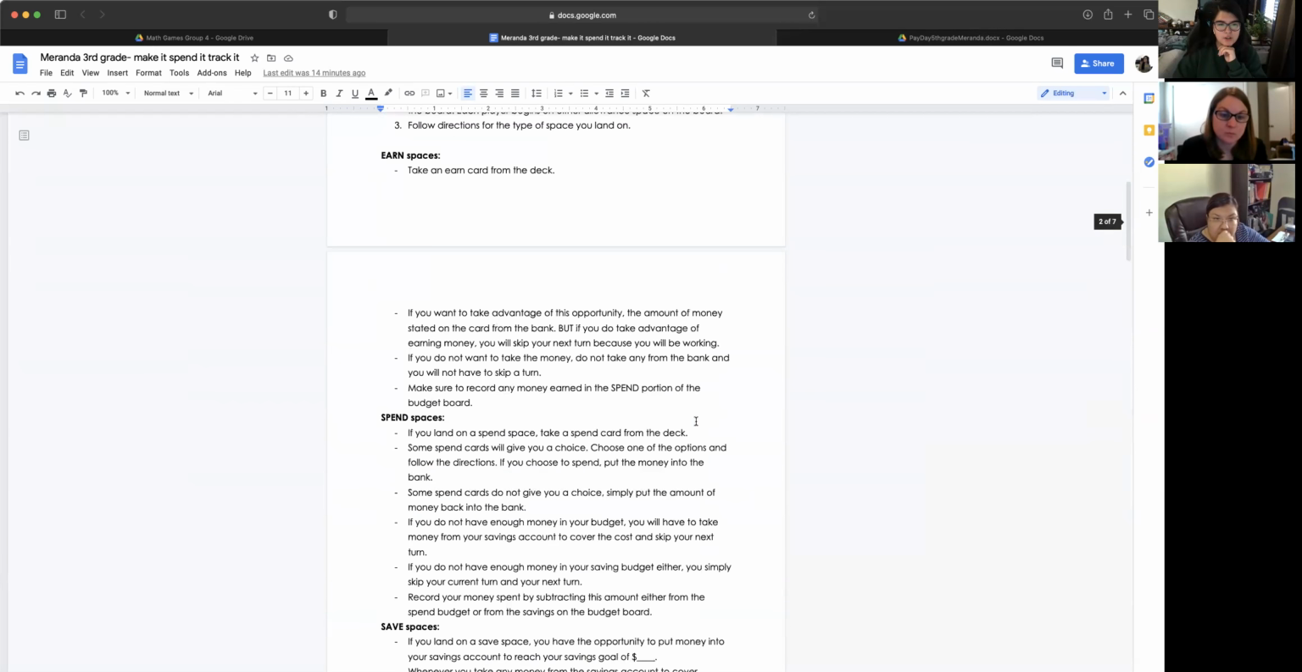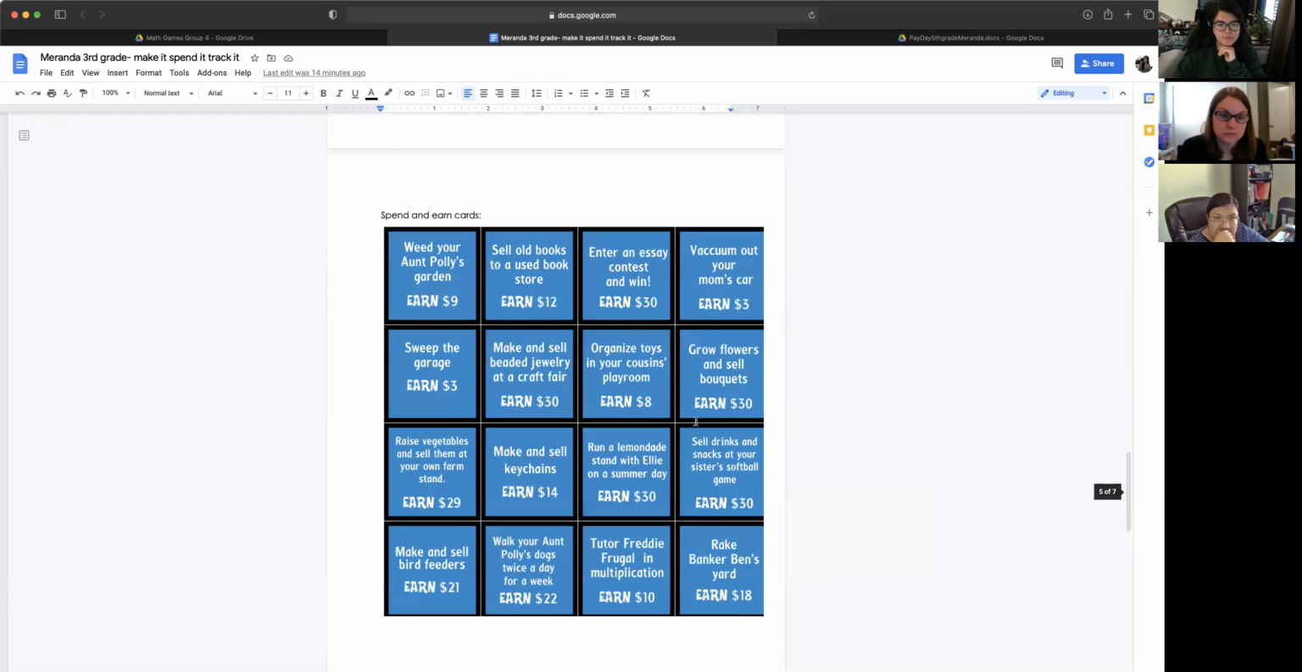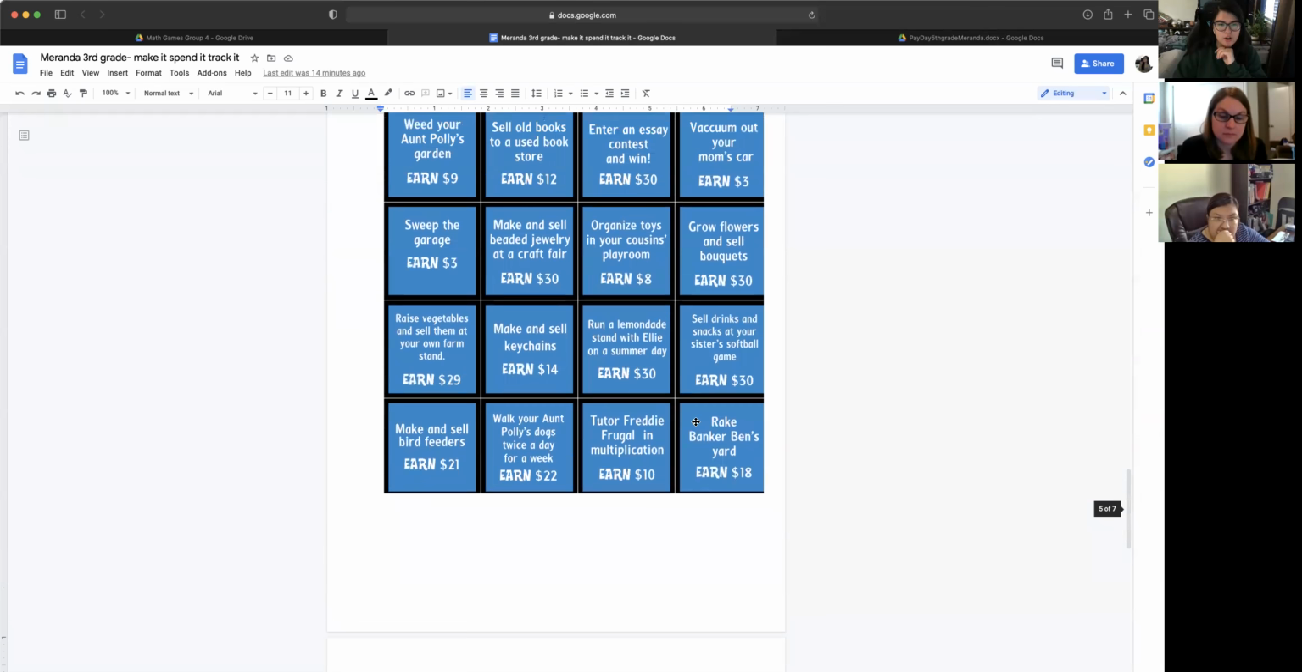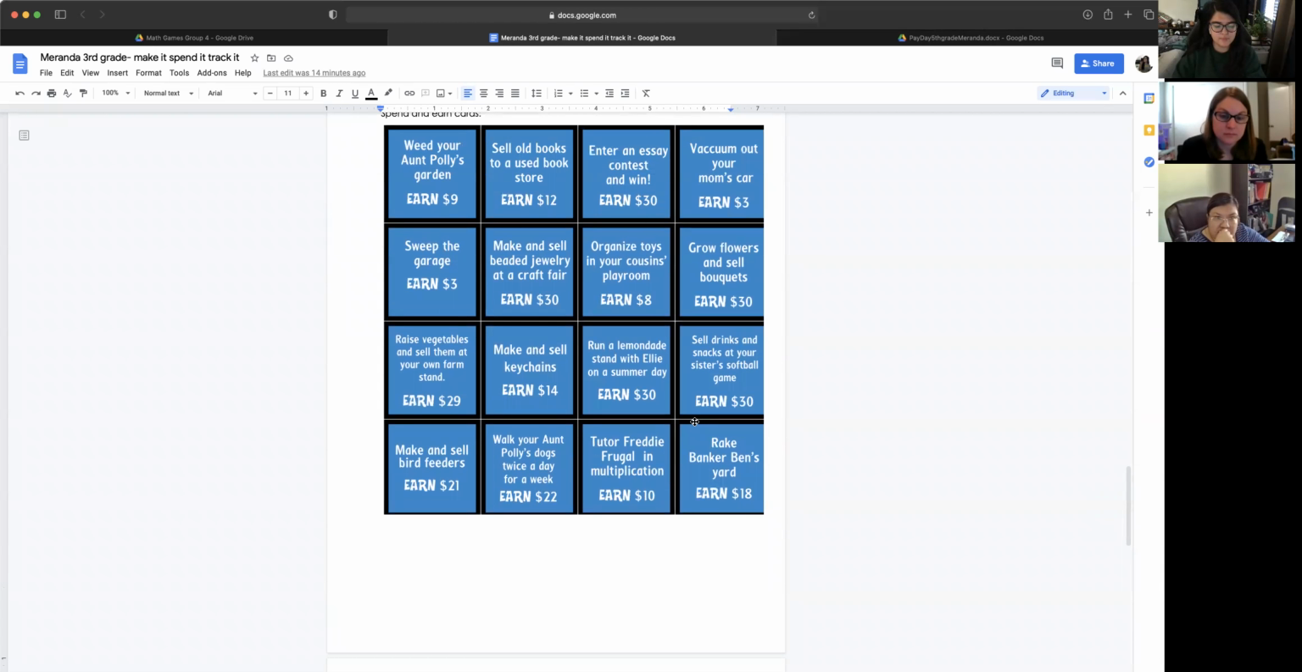So as far as the earn cards go, I think they're down here. These are the earn cards. I did make some of them. They're kind of simple, just little cards, and basically they'll have this as a choice.